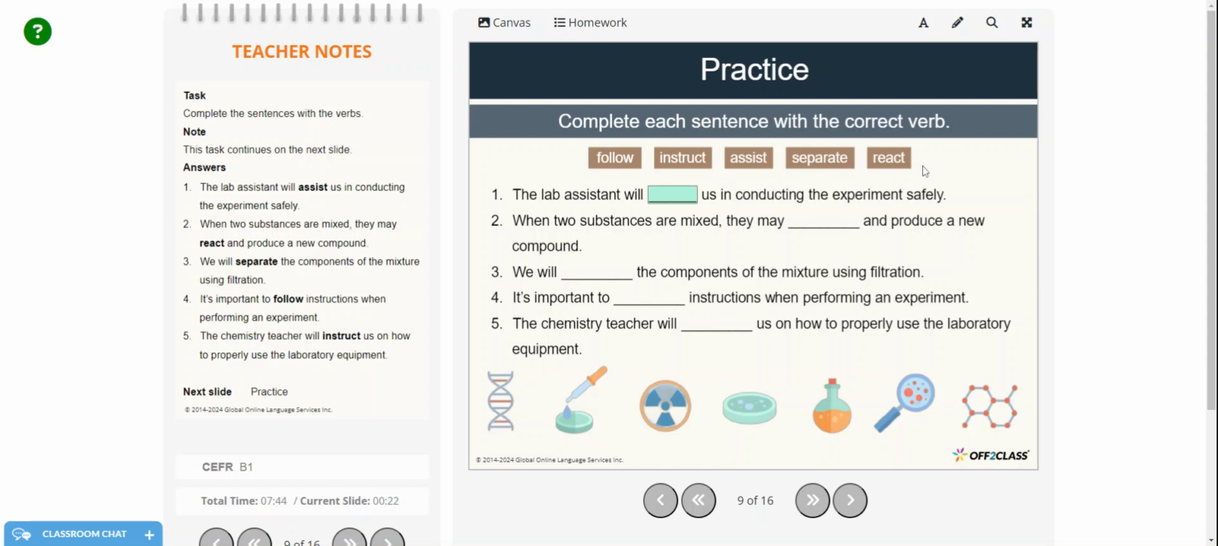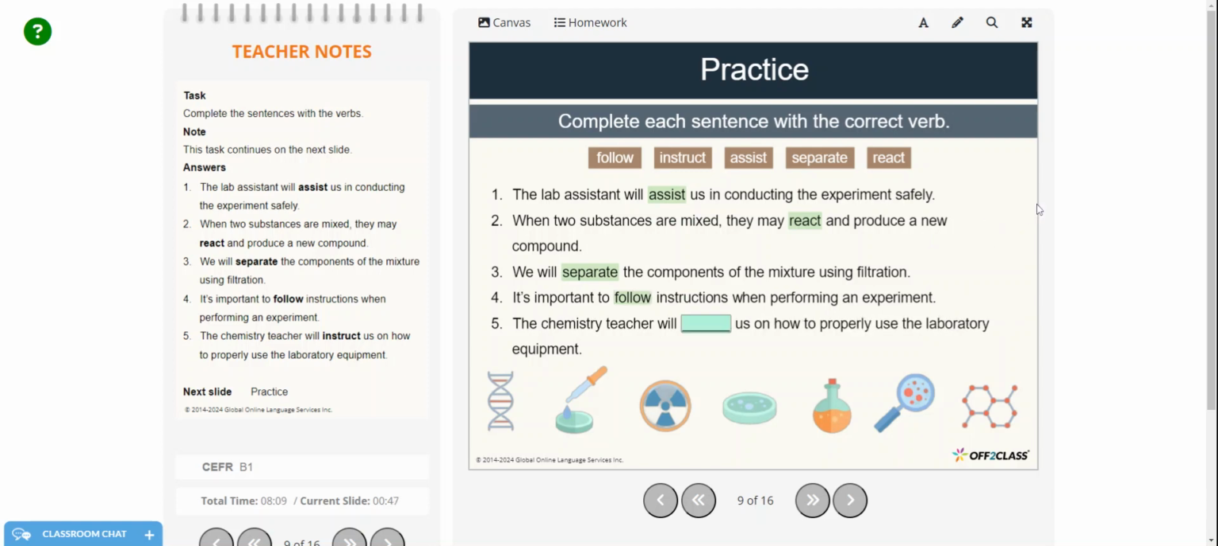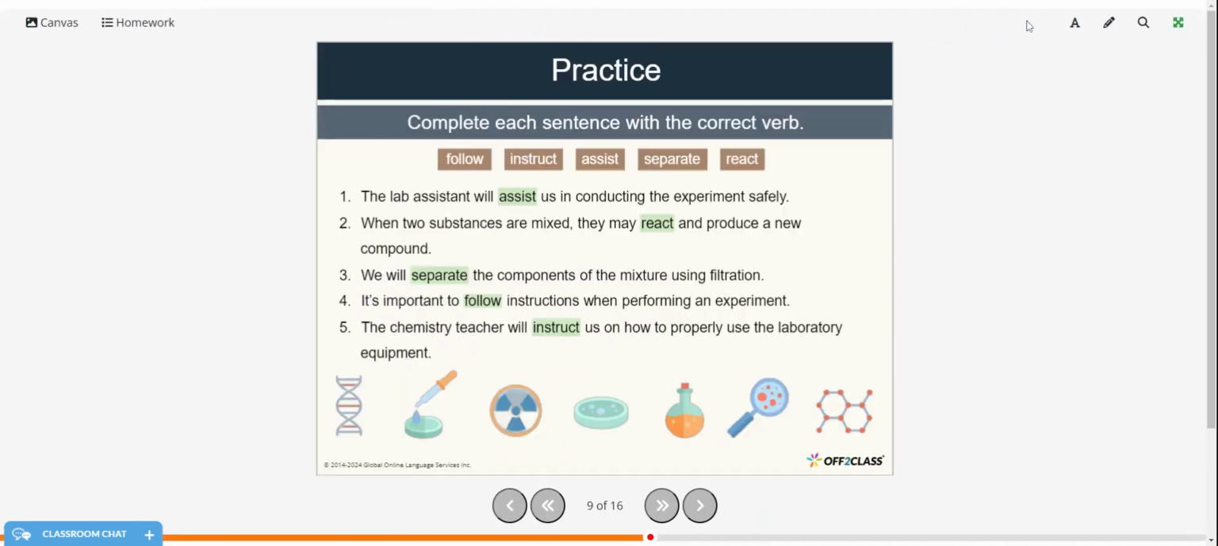Okay, number one, the lab assistant will assist us in conducting the experiment safely. When two substances are mixed, they may react and produce a new compound. We will separate the components of the mixture using filtration. It's important to follow instructions when performing the experiment, and the chemistry teacher will instruct us on how to properly use the laboratory equipment.